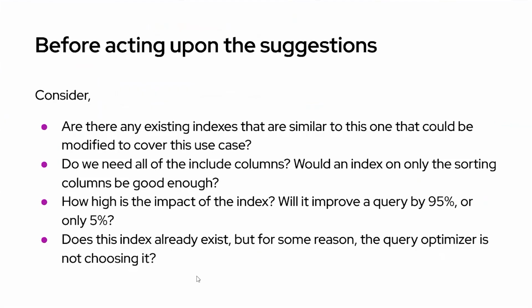And another thing we should consider is how high the impact of the index is. Will it improve the query by 95% or only by 5%? We have to consider that, because that's a trade-off. We can improve our performance, but the index will introduce a performance hit as well. And finally, we have to check if the index exists already, but for some reason the query optimizer is not choosing it. In that kind of scenario, we have to do something else to make it use that index.